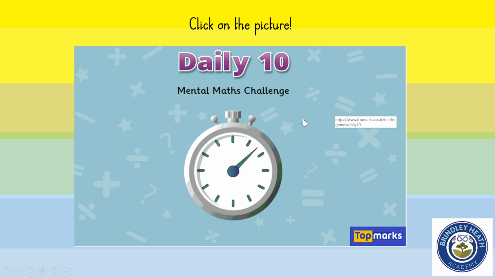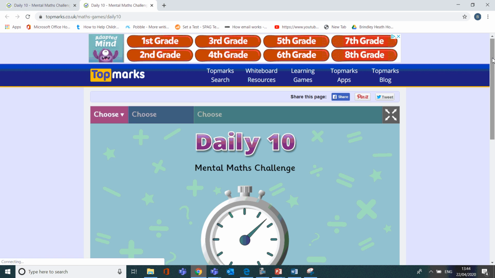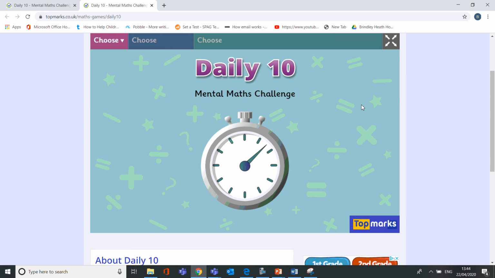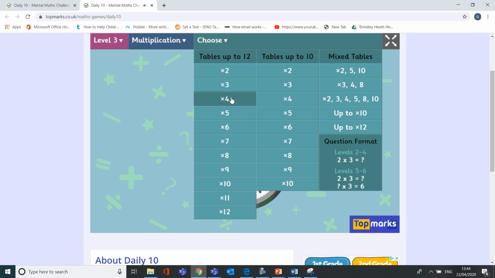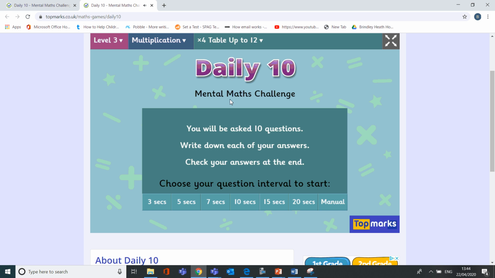Okay, first of all, I've got a new maths challenge for you to do in addition to your Times Table Rock Stars. It's called Daily 10. You're going to click on the level first of all, choose your level. I suggest level 3. I'd then like you to go to multiplication. That's what we're concentrating on this week. If you want to look at other ones afterwards, please do. That would be great. Okay, and I want you to choose the 4 times table for today. After that, you can choose whatever one you want to practice.